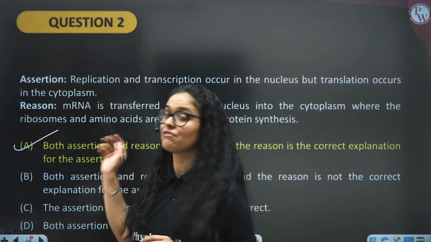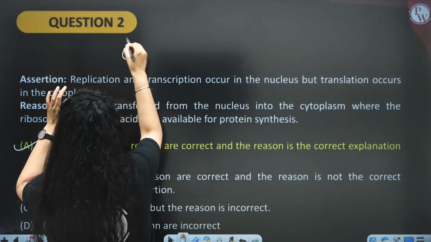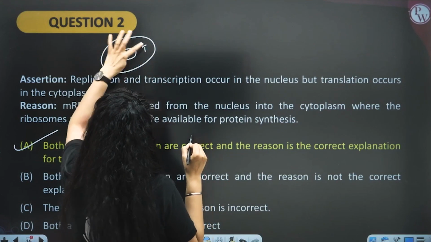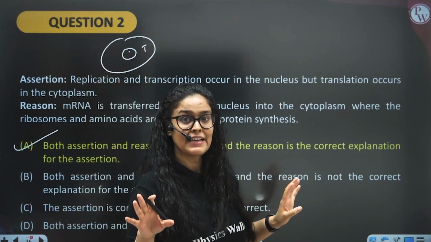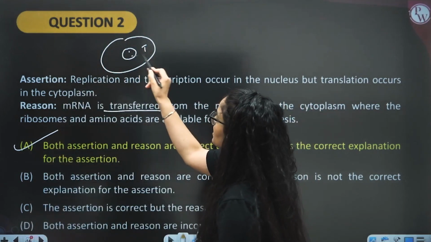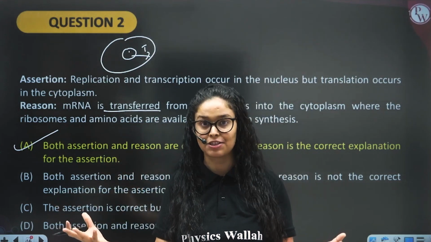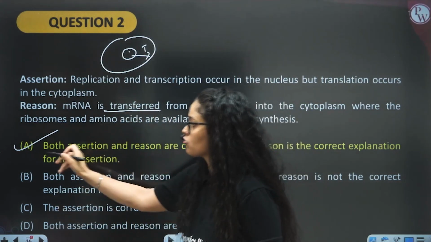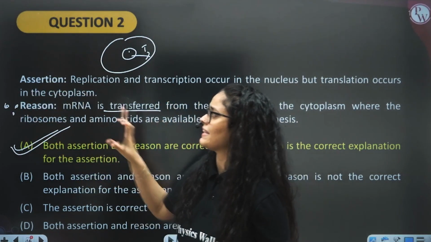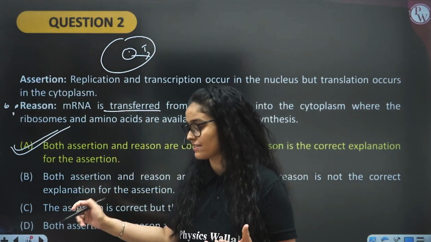absolutely in this case, A will be the answer. Because they are saying that replication and transcription happen in the nucleus, whereas translation happens in the cytoplasm. That is very true, right? Why is it happening? Because mRNA is transferred from the nucleus to the cytoplasm for the further translation, and that's why it happens. So this is the perfect reason. If we are just adding "because", it's perfectly justifying the assertion, right?